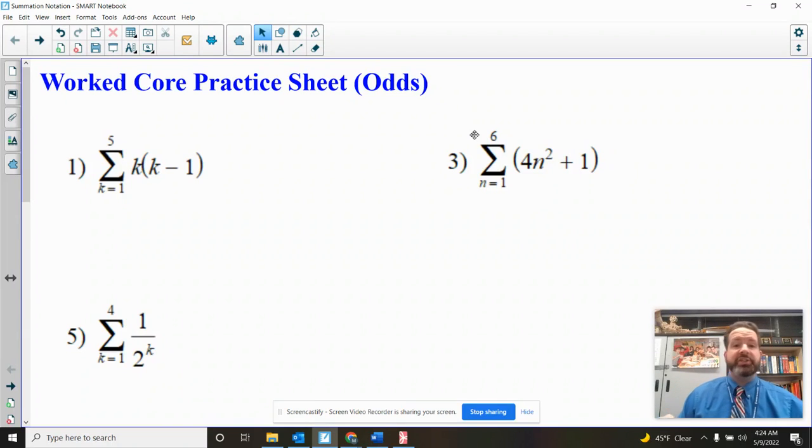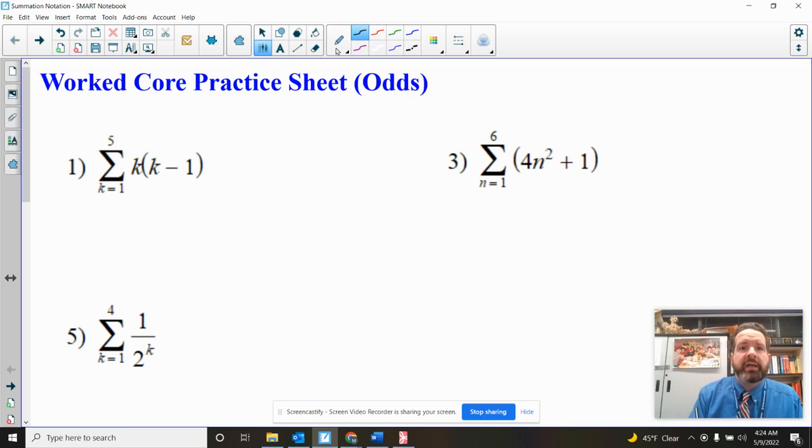So here we will have not just the solutions to the practice problem, but we'll work them out and talk them through. Let's give a look here at the odd numbered problems from the core practice sheet. So first off, for the beginning three problems, you are simply to write out what the sum is to show those additions happening. So I notice we've got k as the index, starting at 1 and going to 5.